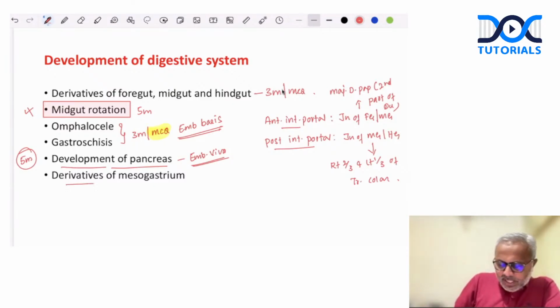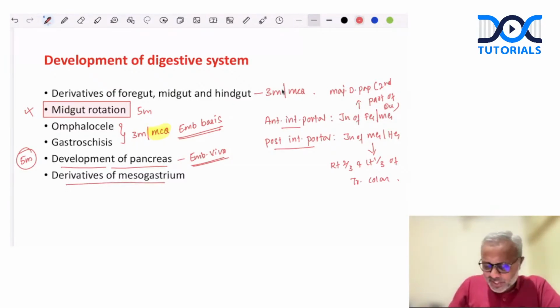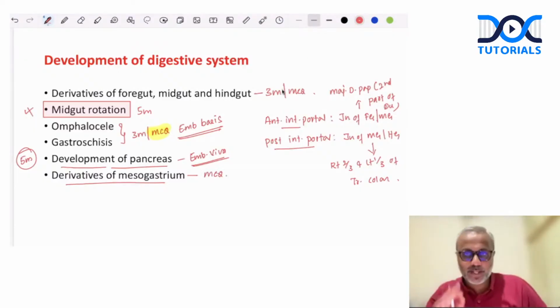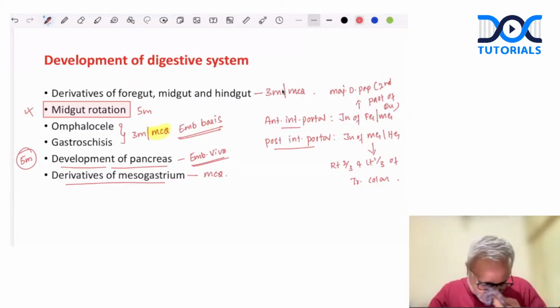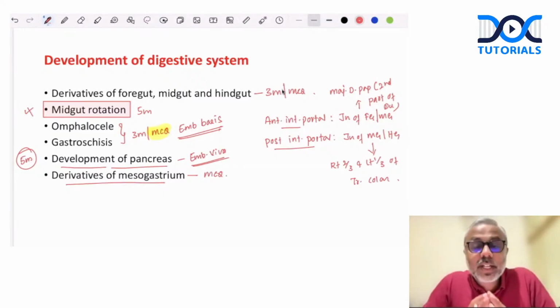Then the derivatives of the mesogastrium. This question we are seeing very frequently as an MCQ question. So what happens with the mesogastrium is there is a ventral mesogastrium, there is the stomach, there is the dorsal mesogastrium. What are the structures derived from ventral mesogastrium? What are the structures that develop from dorsal mesogastrium? Right. This question is very frequently asked as MCQ.